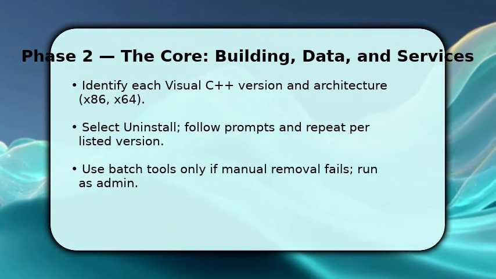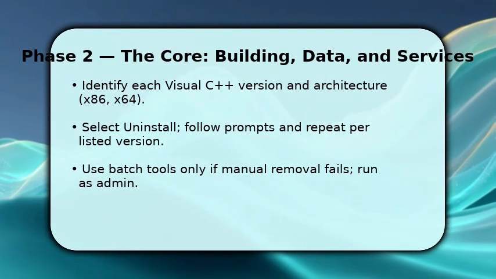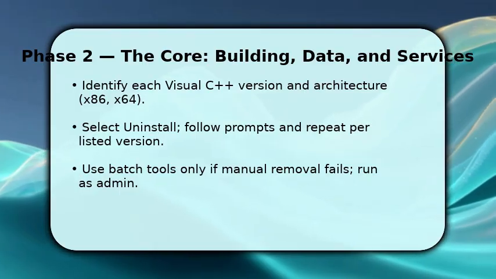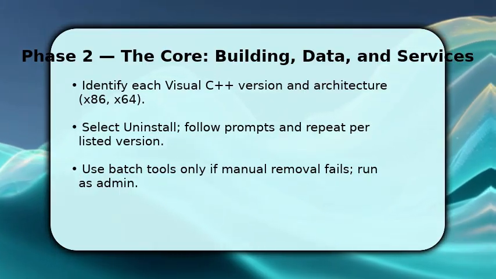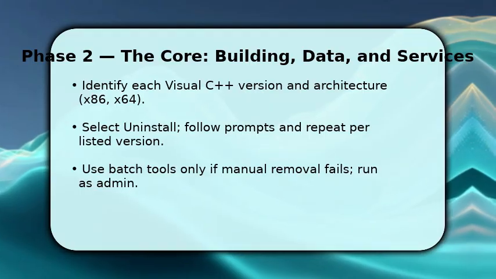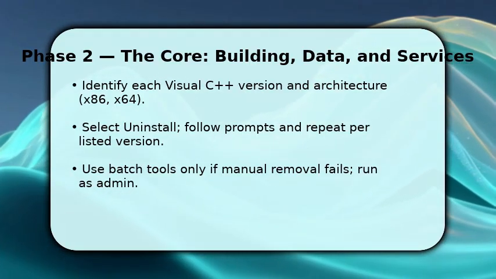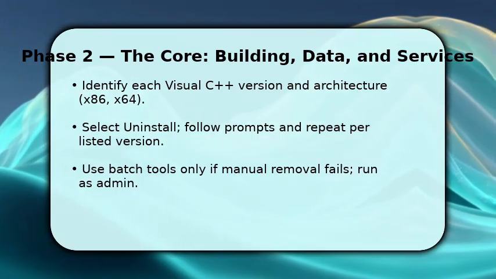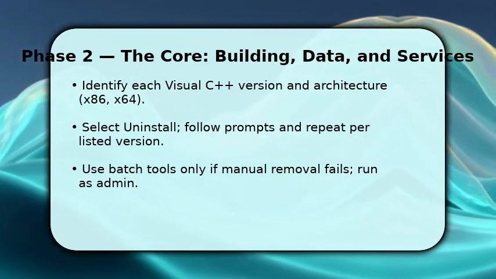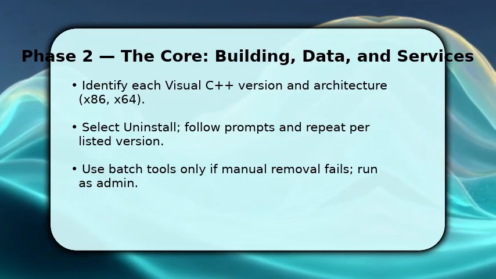You'll now remove each redistributable one at a time. This prevents breaking apps that need a specific version. Select a Visual C++ entry, click Uninstall, and follow the built-in prompts, accept UAC and wait for completion. Once done, confirm the entry disappears, then proceed to the next version and architecture.